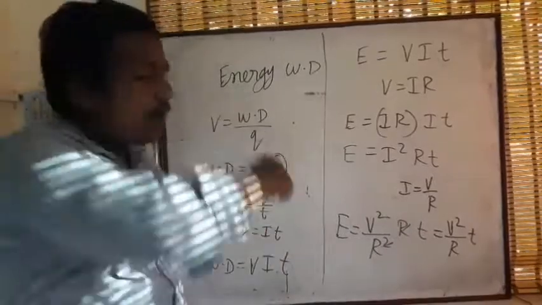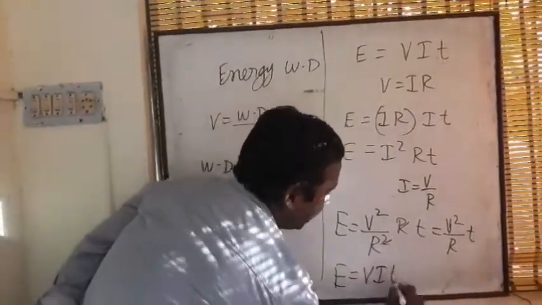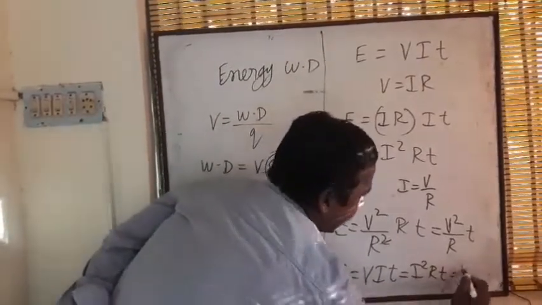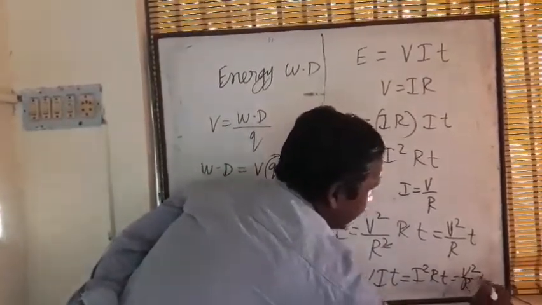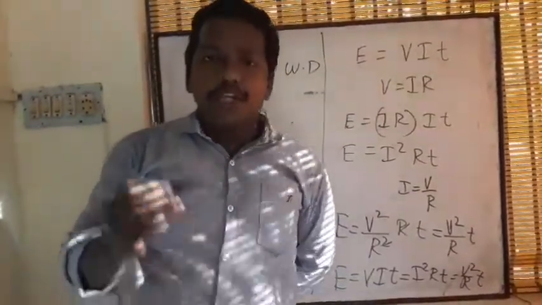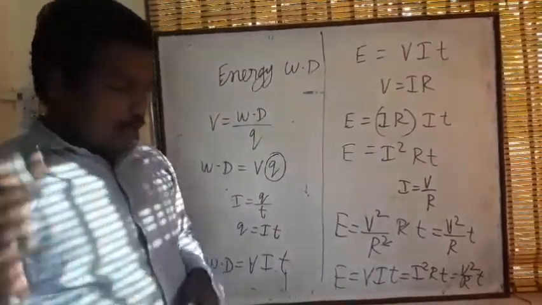So we got the main formulas for energy: energy is equal to V I T, another one I square R T, another one V square by R into T. We got the formulas for the energy. Again, I am going to teach you how to calculate the formula for the power.